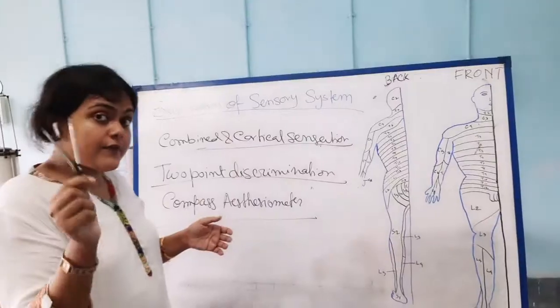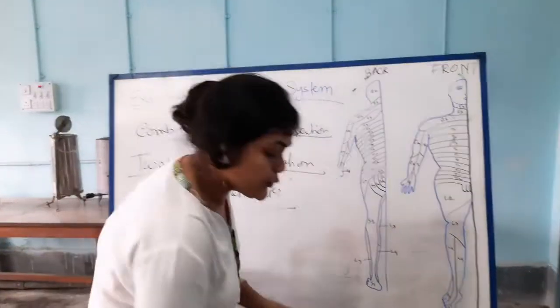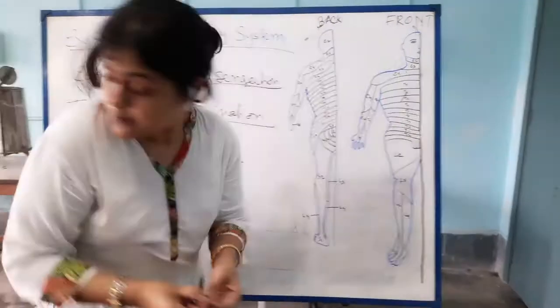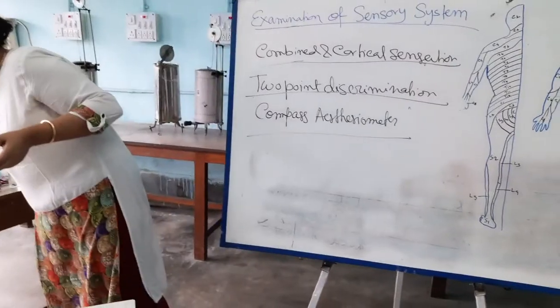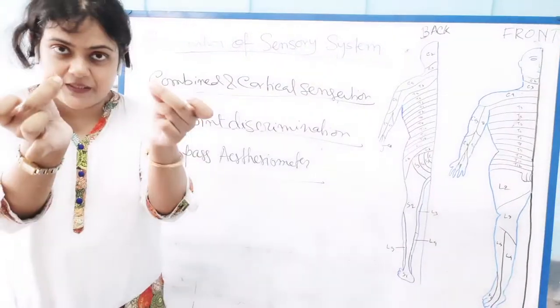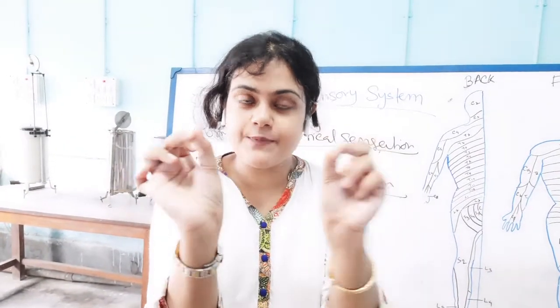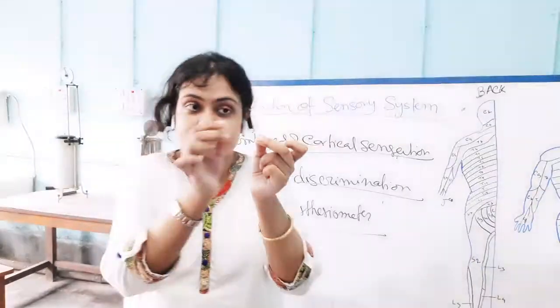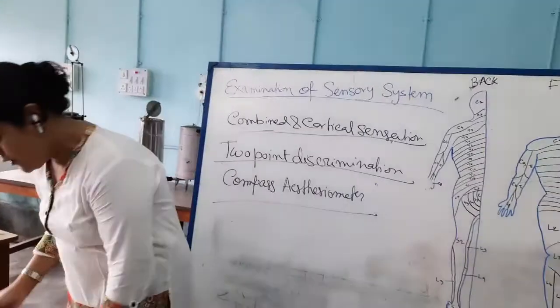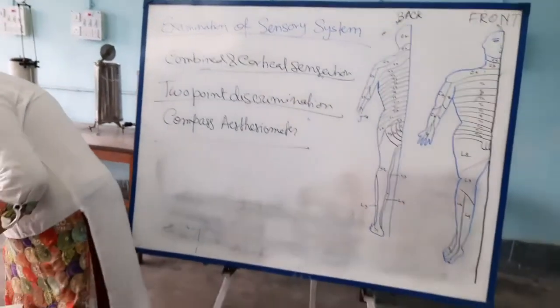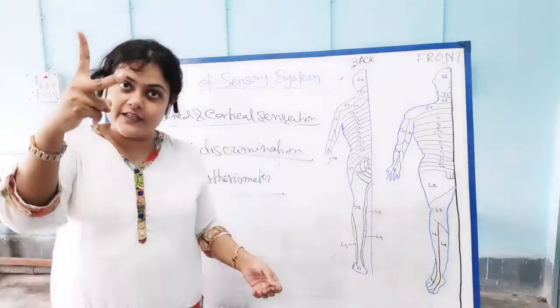Now if you are not provided with this object too, then what will you do? Then you may use a toothpick, but in that case you have to engage your two hands for manipulating or adjusting the distance between the two points. So you may just use two of your fingers like this.